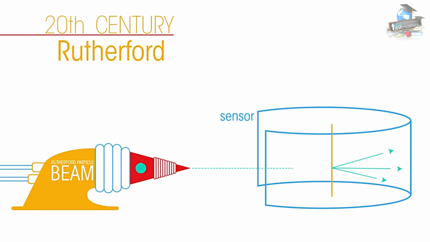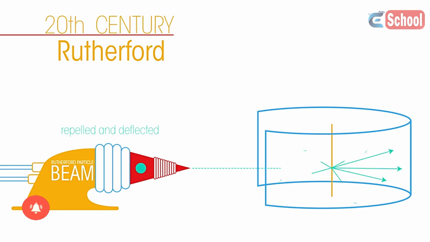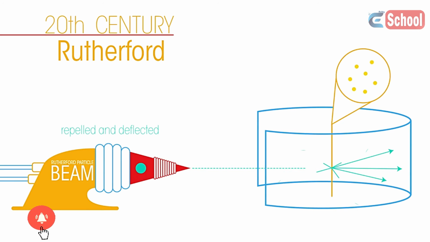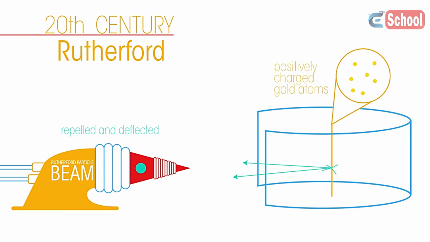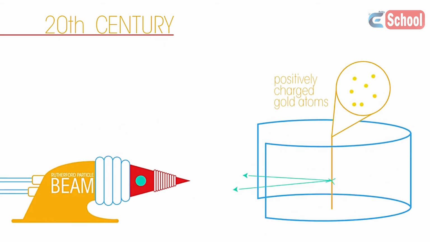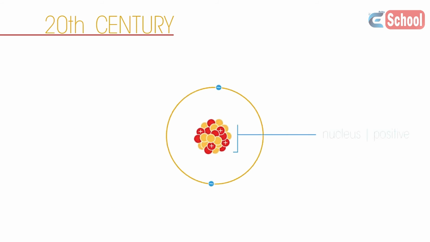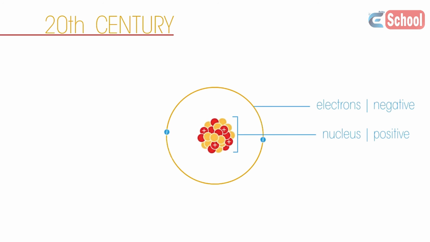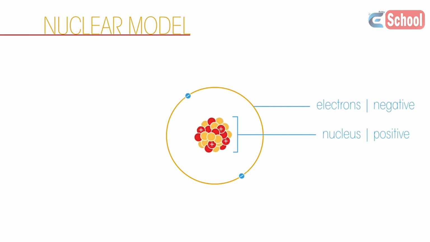However, while some did show this behavior, others emerged at unexpected angles, and some even deflected back to the alpha particle emitter, never passing through the foil. They concluded that the alpha particles were being repelled and deflected by the tiny concentrations of positively charged subatomic particles within the gold atoms which made up the gold foil. Since its discovery, atoms have been described as having a central nucleus of positive charge which is orbited by negatively charged electrons. This is known as the nuclear model of the atom.